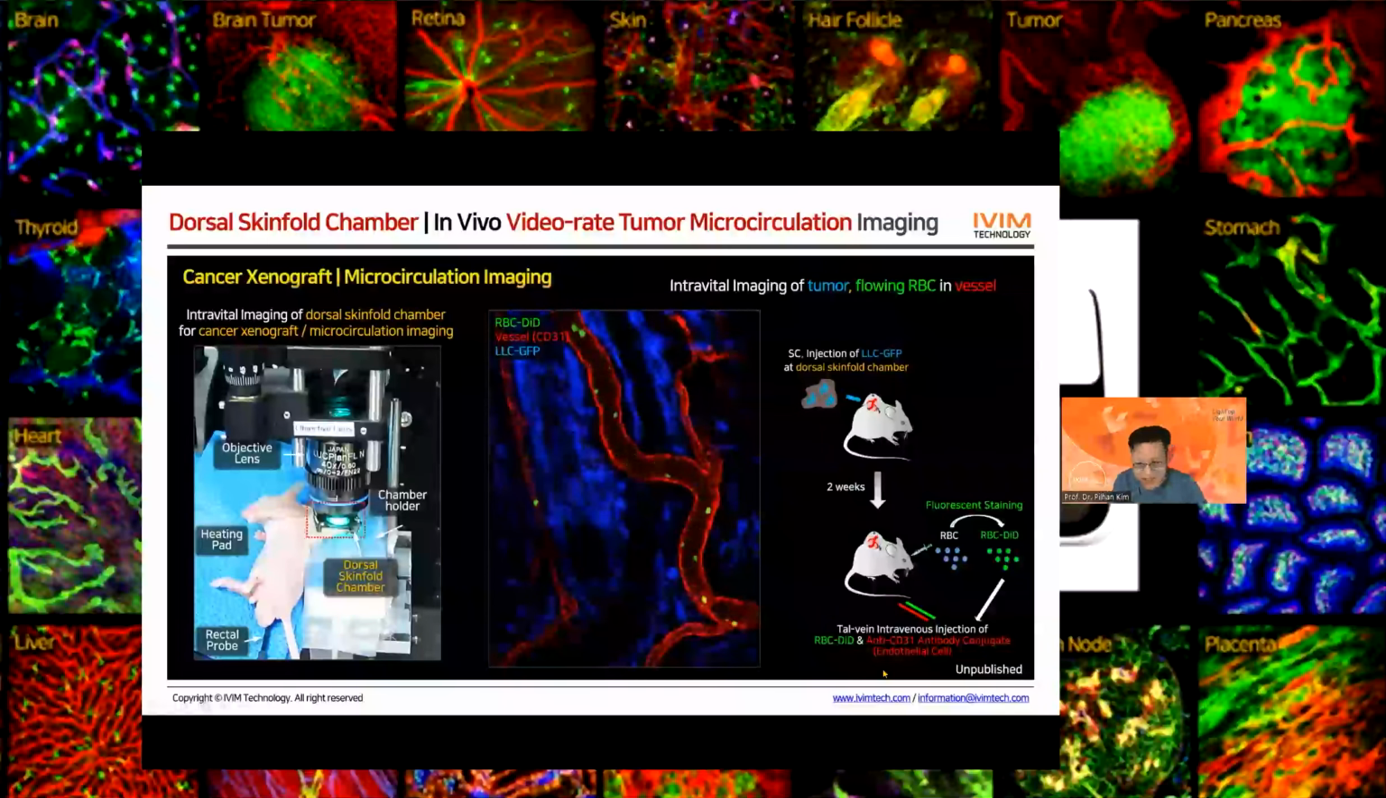So again, our real-time intravital microscope is capable of directly seeing the flowing red blood cell in the tumor vessel, as you can see in this example. Okay, so in here, again, we inject anti-CD31 antibody conjugate to label the endothelial cell, so we can see the vessel. And then also we injected some red blood cell, fluorescently labeled with the dye. And then in blue color, actually, this is pseudo color of LS-GFP cells implanted in the middle of this dorsal skin fold chamber.